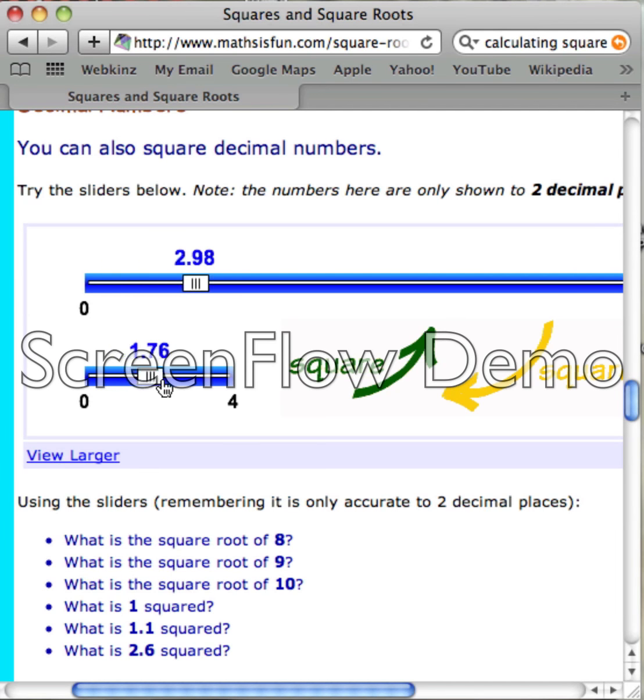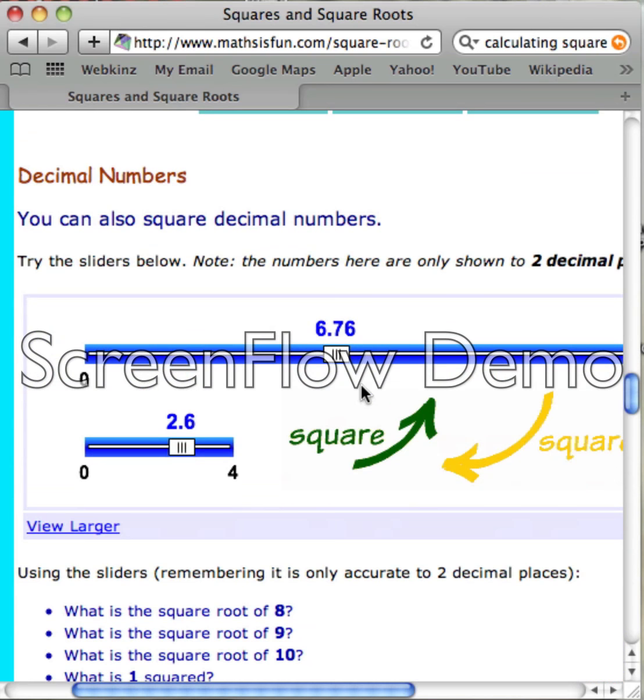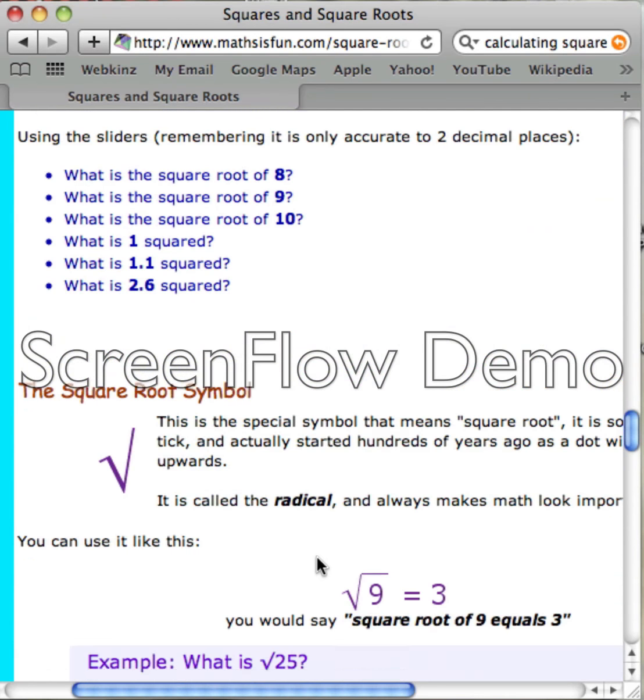What is 2.6 squared? 2.6 squared equals 6.76, right? 6.76. Okay.